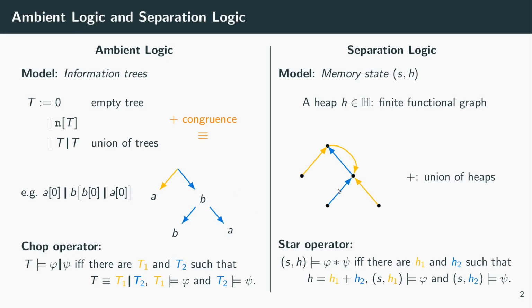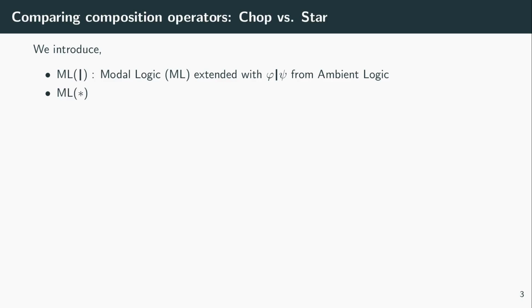In separation logic, instead, the coloring is completely arbitrary between the edges. And here, this is exactly what we ought to study on a computational level. What is the difference between these two types of operation? We approach this problem from the point of view of modal logic on finite forests.